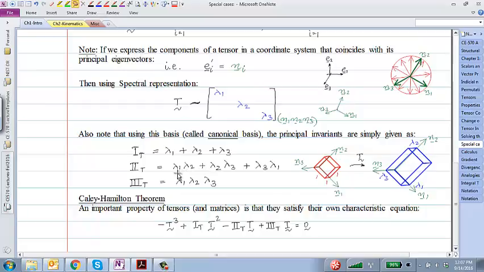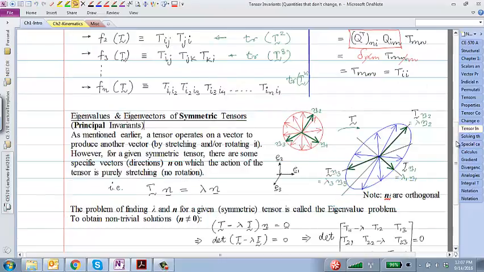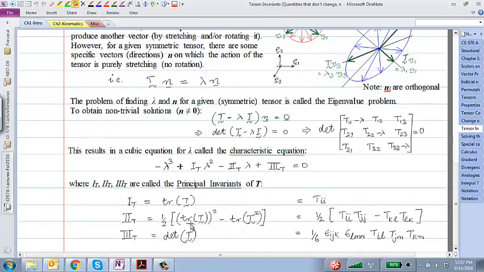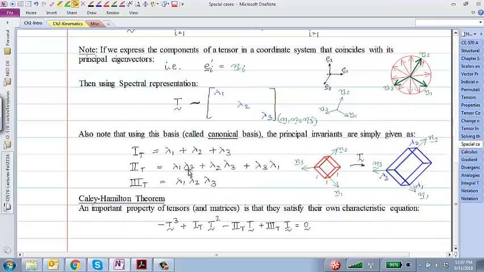How about the second invariant? Second invariant, you can actually calculate and convince yourself that the second principal invariant was here. This was the second principal invariant, correct? You can check this and you can verify that this would be equal to lambda 1 times lambda 2 plus lambda 2 times lambda 3, lambda 3 times lambda 1. Can you tell me what is lambda 1 times lambda 2? Area of the face n1, n2. So initially I started off with an area of what? 1, right? 1 times 1 is 1.